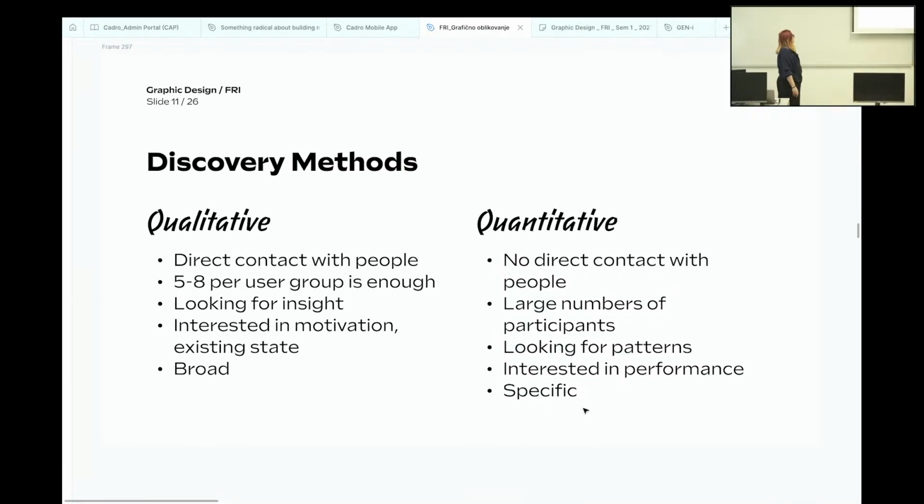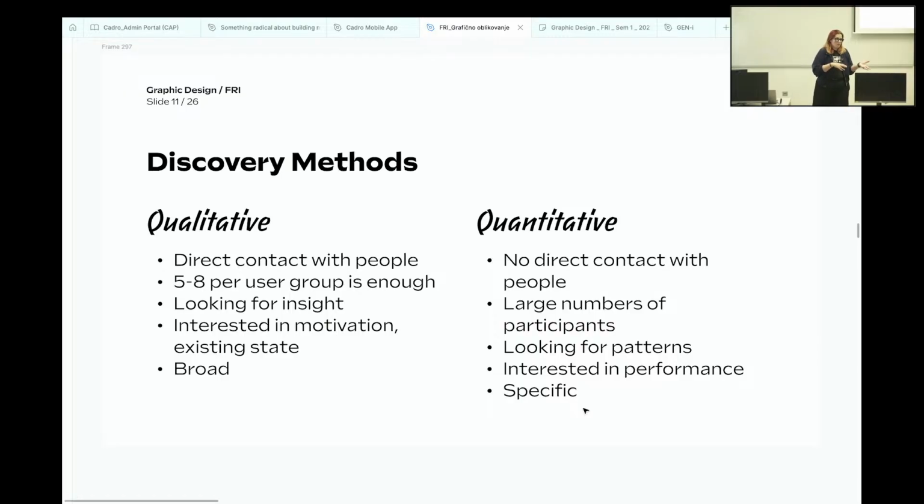And then if we talk a little bit about methods, qualitative and quantitative, the difference is that with qualitative we have direct contact with people. These can be interviews, observations, user diaries, things like that. And a general number is 5 to 8 per user group. Of course, it depends on the context, on what kind of apps you're building. If you're building something for the general population, you need more because you have different user groups.